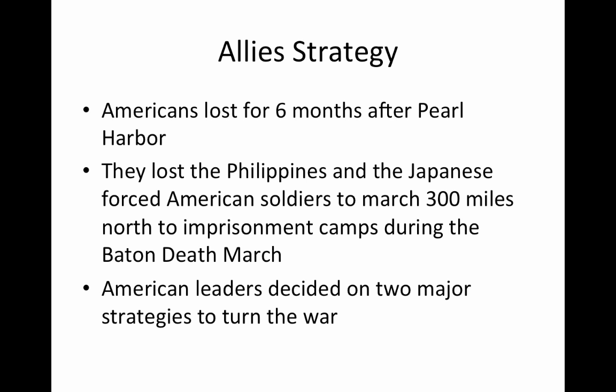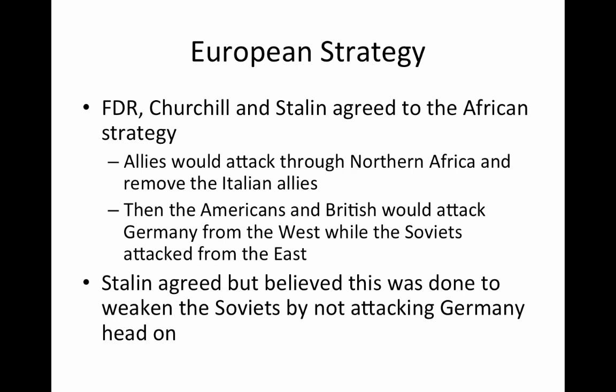They eventually even lost the Philippines as the Japanese took it over, and then when the Japanese took it over, they marched Americans and other people who had been conquered 300 miles north in the Philippines in the tropical weather there during what's called the Bataan Death March. American leaders then had to decide on a strategy, and they decided on two major strategies to turn the war.